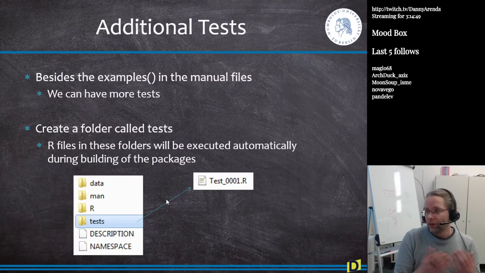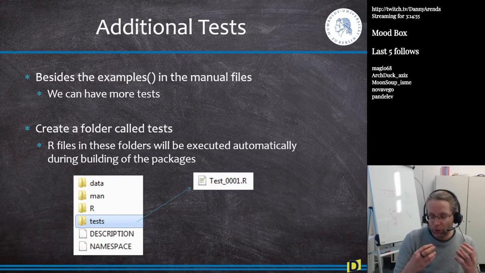Of course, we want to provide testing as well, right? Because we have now our package, we have our data, we have our function, but of course, we need to make sure that the function does what we expect it to do. So besides the examples in the manual files, we can have more tests because the examples are actually run when you compile your package. So when you compile your package, it looks at all of the examples and it executes all of the examples. So that's already the first layer of protection that you have from R, right?